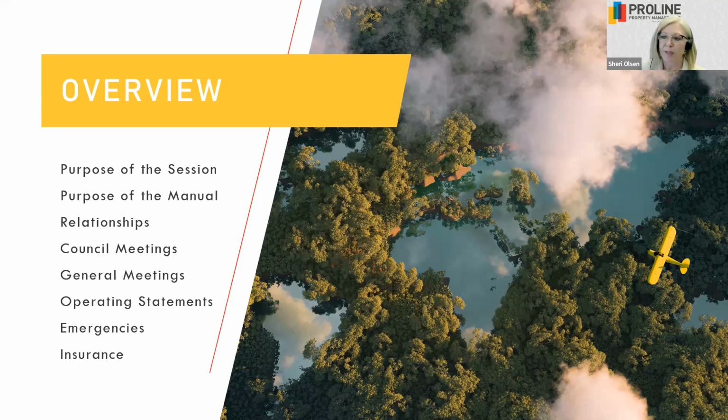We're going to go over the purpose of the manual. It has 15 chapters, so it's quite dense. So we're not going to be able to go over everything that's in it. But hopefully today we'll be able to give you a really good idea of how you can best use this wonderful, amazing document that Proline has put together. We're going to go over a few of the chapters: relationships, council meetings, general meetings, the operating statements, emergencies, and insurance.